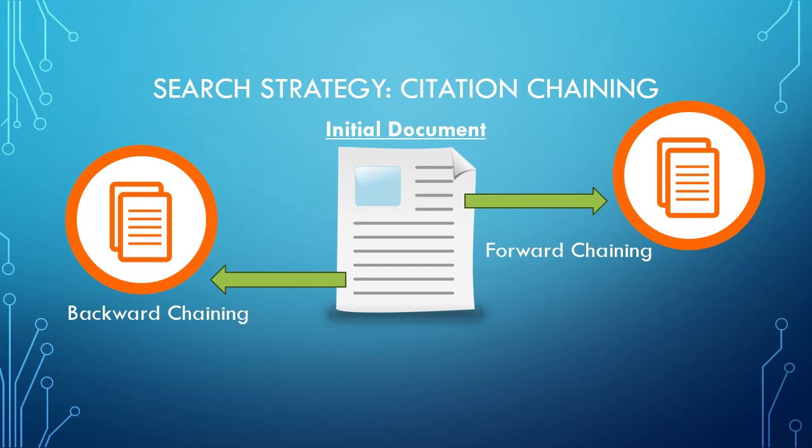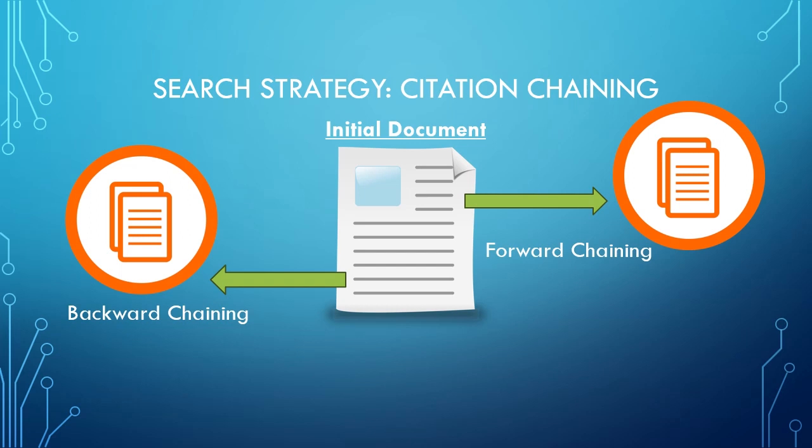Citation chaining is a strategy that involves using citations to uncover additional related and relevant articles. There are two types of citation chaining, backward chaining and forward chaining. Many people may already utilize backward chaining without being aware of it.